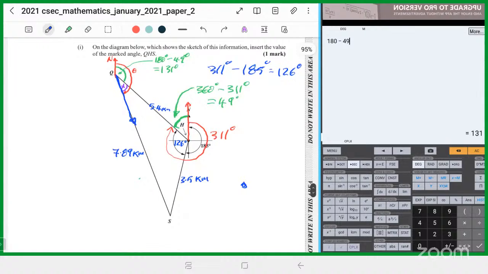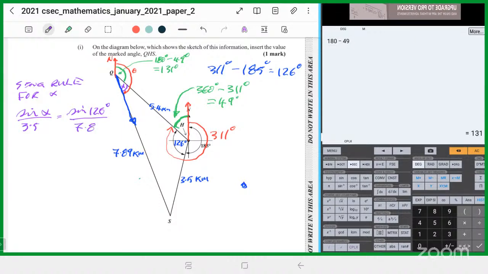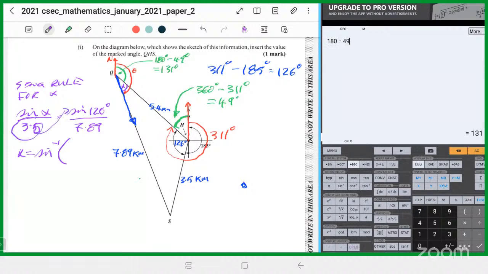Sine rule for alpha now. It's going to be sine of alpha over the side opposite alpha, which is 3.5, equal to the sine of the angle that we know, which is 126, over the side opposite the 126, which is 7.89. Then I want to find alpha, so I transpose to make alpha the subject. So alpha is going to be sine to the minus 1 of 3.5 times sine of 126 degrees over 7.89.